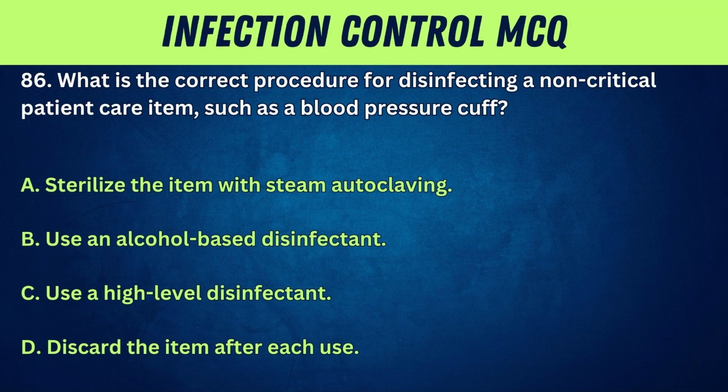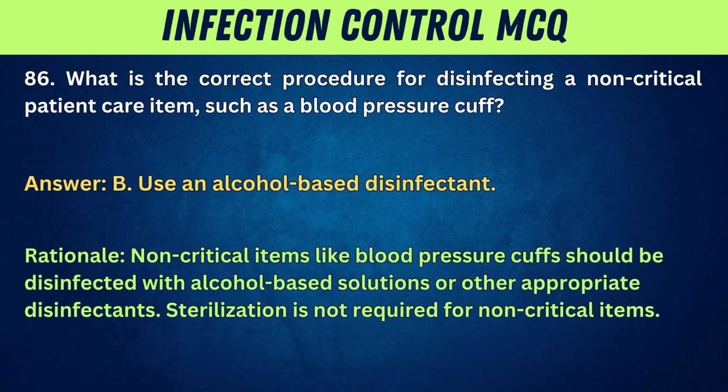86. What is the correct procedure for disinfecting a non-critical patient care item, such as a blood pressure cuff? A. Sterilize the item with steam autoclaving. B. Use an alcohol-based disinfectant. C. Use a high-level disinfectant. D. Discard the item after each use. Answer. B. Use an alcohol-based disinfectant. Rationale. Non-critical items like blood pressure cuffs should be disinfected with alcohol-based solutions or other appropriate disinfectants. Sterilization is not required for non-critical items.